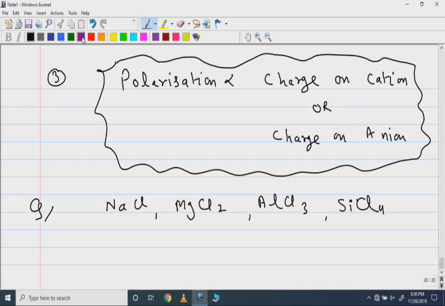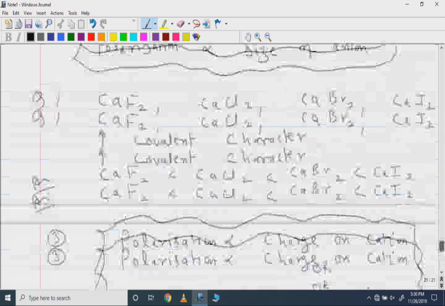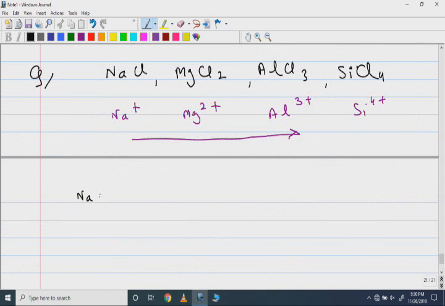See, as I have told you, one chlorine means one negative charge. It means this is Na+, this is Mg2+, this is Al3+, and this is Si4+. So on moving left to right, positive charge increases. It means that covalent character will also increase. So what can we say? That NaCl, then MgCl2, then AlCl3, then SiCl4.